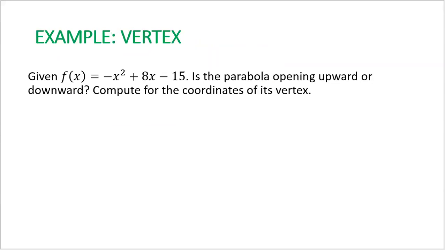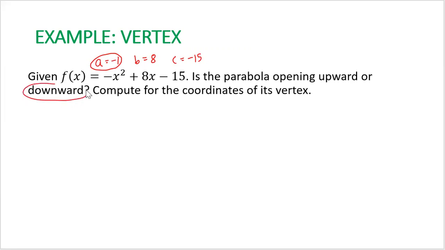So for example, suppose that f of x is equal to negative x squared plus 8x minus 15. Is the parabola opening upward or downward? And compute for the coordinates of its vertex. In this function, the value of a is negative 1, b is equal to 8, and c is equal to negative 15. Since a is negative 1, which is less than 0, then it means that the parabola is opening downward.